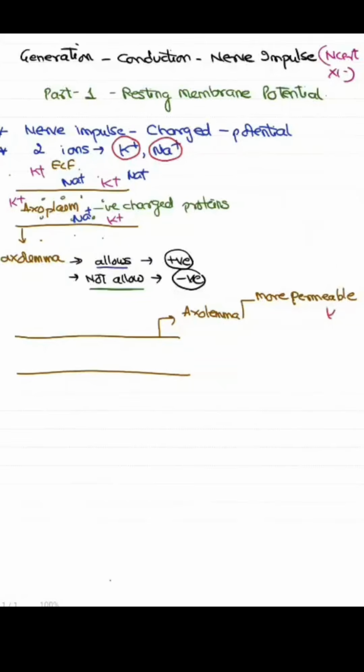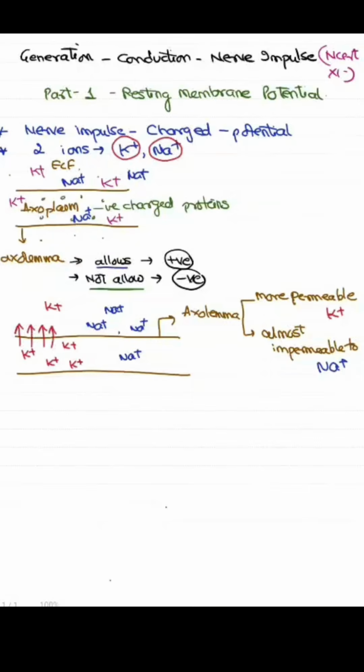The axolemma is more permeable to the K+ ions and comparatively almost impermeable to Na+. We're not saying impermeable, it is almost impermeable. The concentration of K+ is more inside the axoplasm, whereas the concentration of sodium is more in the ECF. So, the potassium has a tendency to move out and the sodium has a tendency to move in. As the permeability is more for potassium, you can see there is more movement outside compared to the sodium inside.